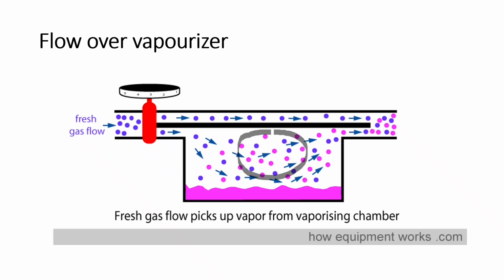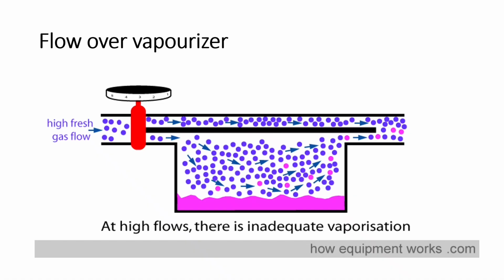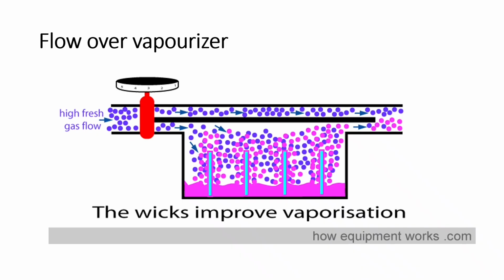However, in the basic design, this vaporization is not very efficient. If one uses a high fresh gas flow, the vaporization process can't keep up with so much gas arriving in the vaporizing chamber. The result is that, relative to the high flow of fresh gas, the amount of anesthetic agent vaporized is inadequate. So this means that at high flows, the basic vaporizer delivers less anesthetic concentration than is set on the dial. The solution to this is increasing the area of the carrier gas liquid interface so that it can enhance the efficiency of vaporization.